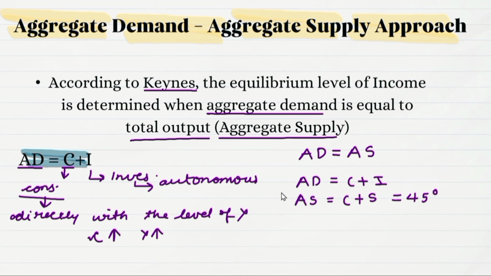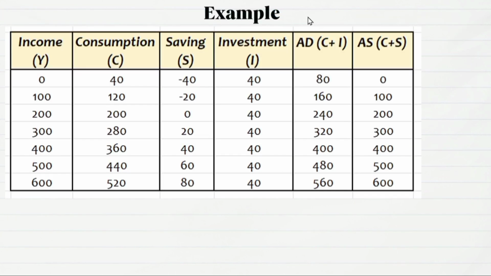Why a 45-degree line? Because the 45-degree line would feature that every point on the AS curve has the same horizontal and vertical coordinates. So let's understand how to determine the equilibrium level of income using an example. Here we have income, in rupees crores. Then we have consumption. This is saving. This is investment, which is fixed. As we can see, it is 40 crores. AD is C plus I and AS is C plus S.